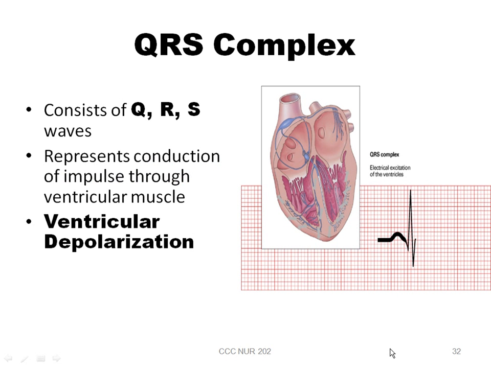Okay. The QRS complex basically represents conduction of the impulse through the ventricular muscle. That is ventricular depolarization. Okay. Remember, all of this is electrical activity, not muscle activity. Okay. Electrical activity. So that QRS complex represents ventricular depolarization.